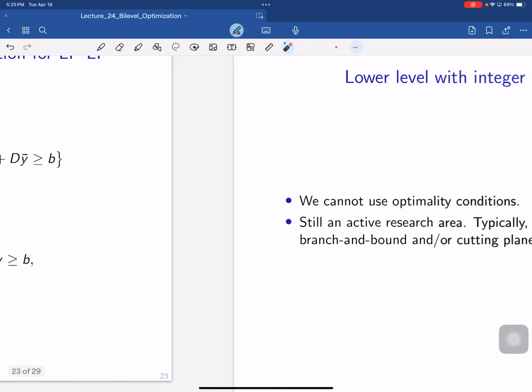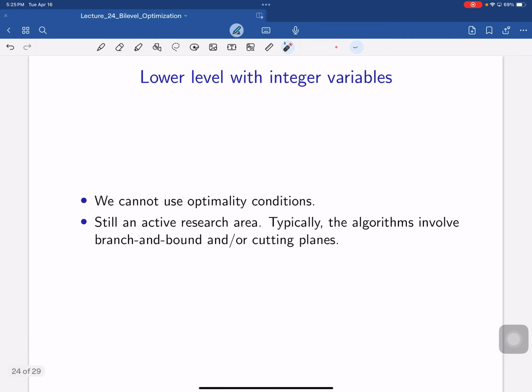Let's see. Yeah, so those are the cases where the lower level is an LP, or the lower level is convex. You can use reformulation. But what if the lower level has integer variables? Then you cannot use any optimality conditions, right? There is no strong duality result for integer programs. So this problem is still a very active research area. That's why we are not talking about that.